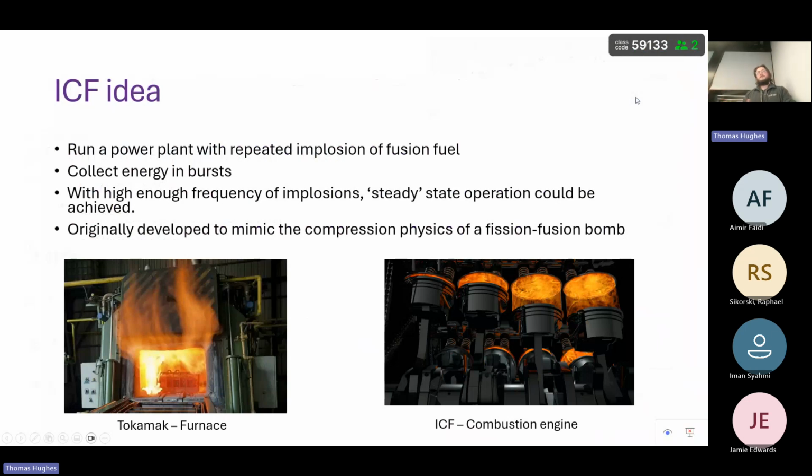Most of the ICF experiments started in the military, partly because the actual physics of it replicate a proper nuclear bomb. So we can talk about that with NIF in a minute.